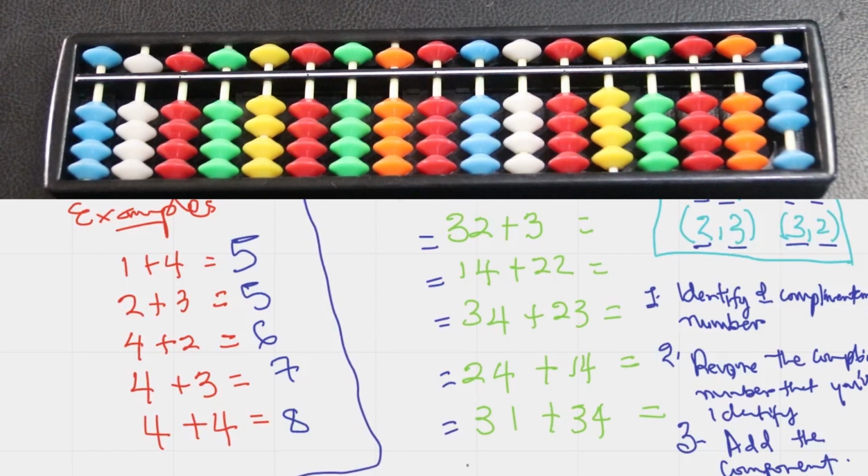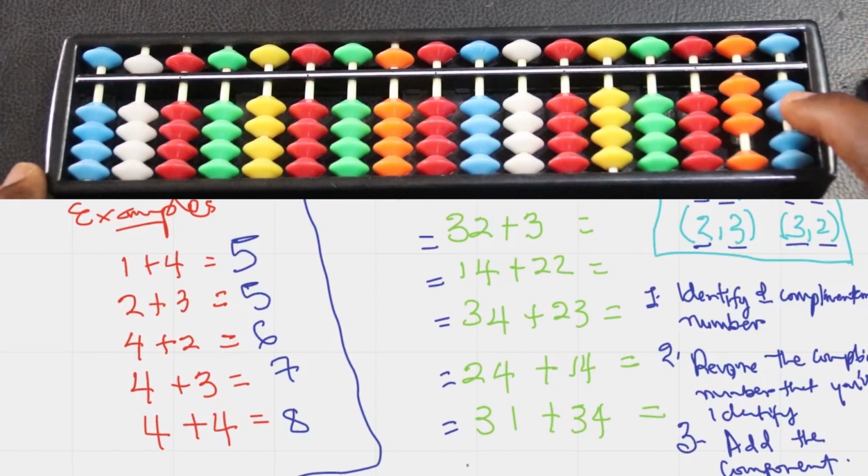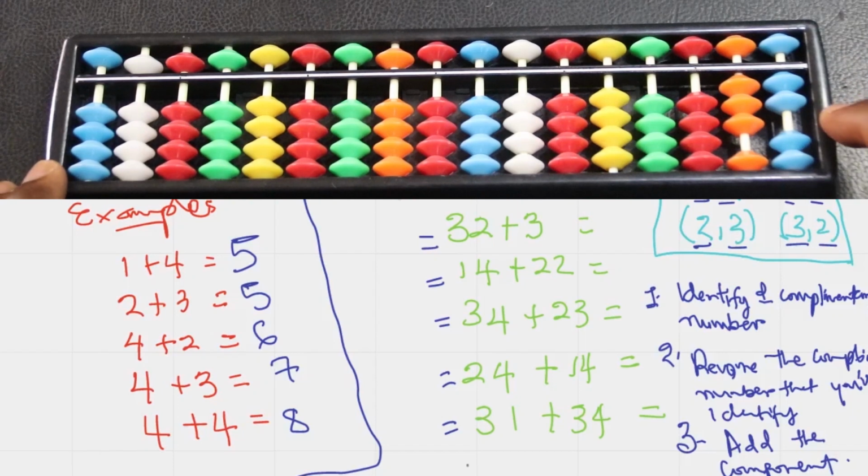So 32 plus 3 is what we want to do now. So let me quickly reset my abacus. 32 plus 3 is what I want to do. What is 32 plus 3? So quickly, 32 is a 2-digit number, so we are going to use 2 rods. 32 is 3, 2. You want to add 3 to this rod of units.